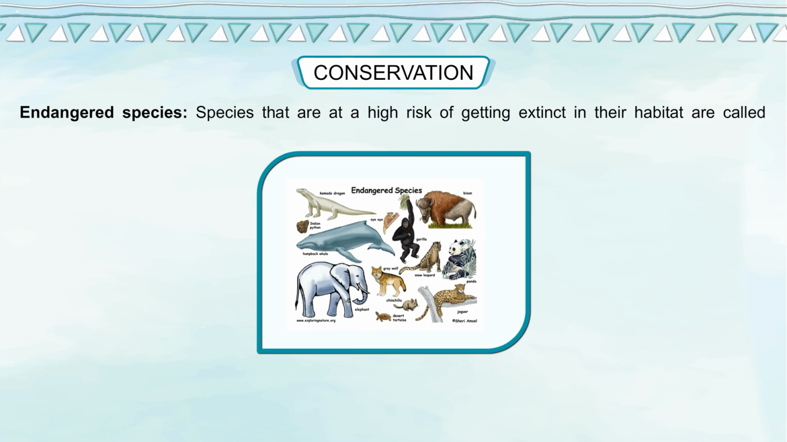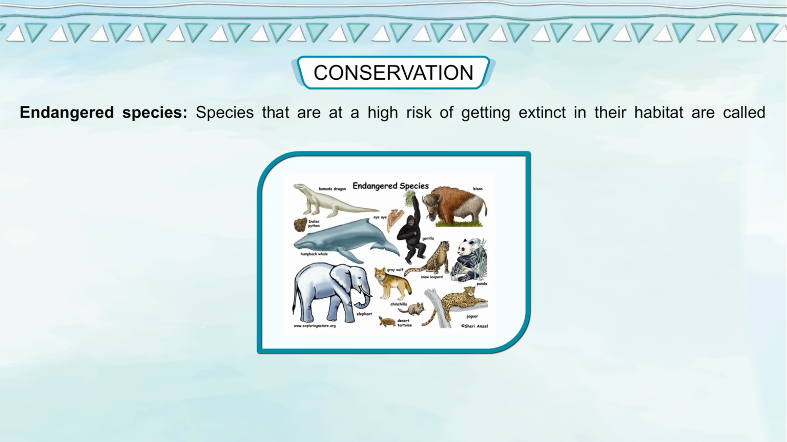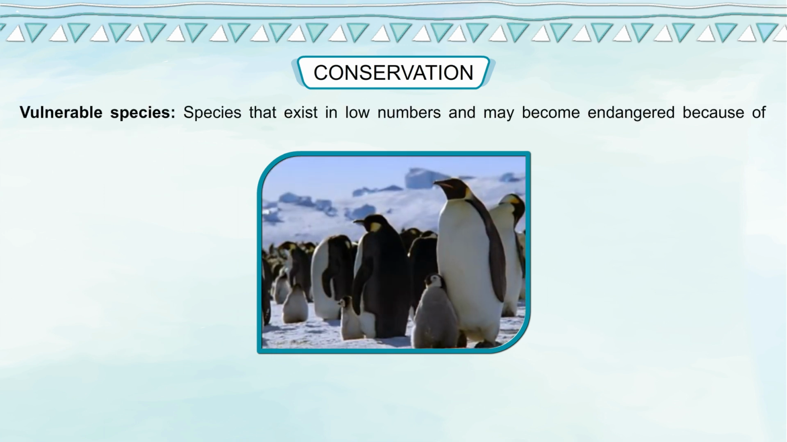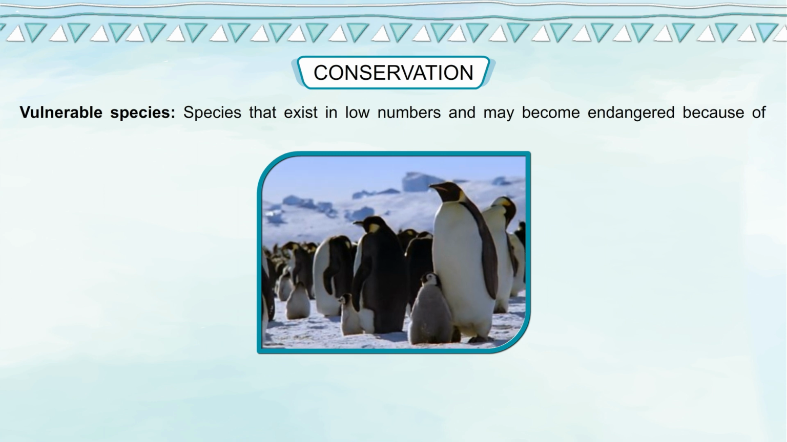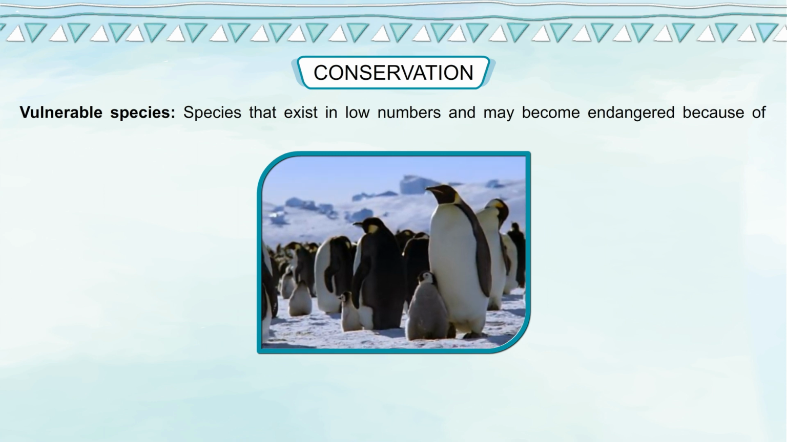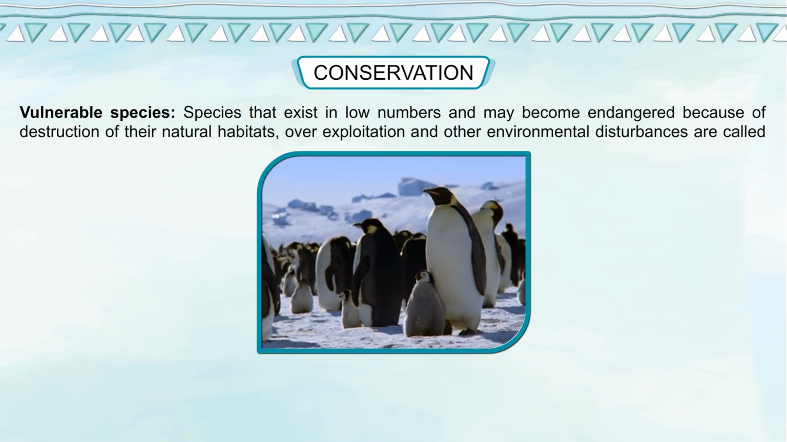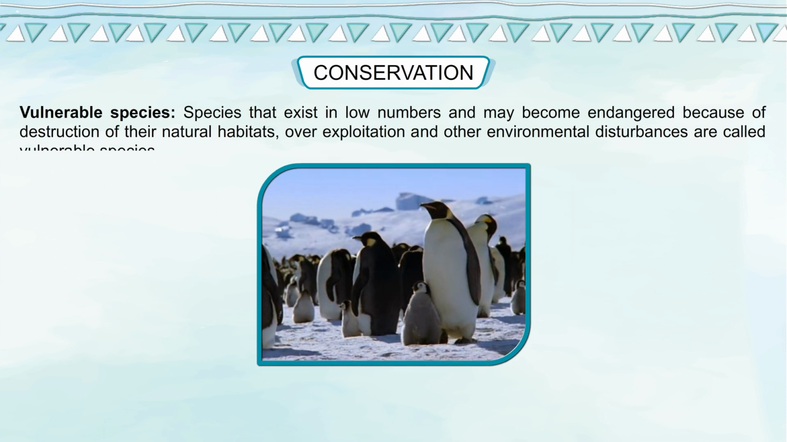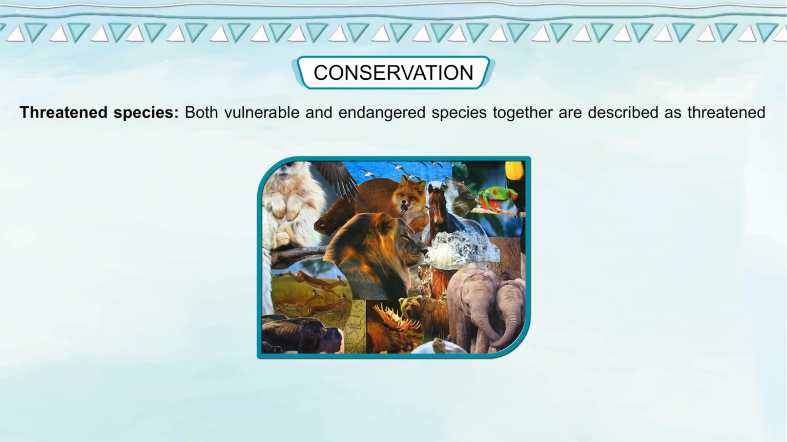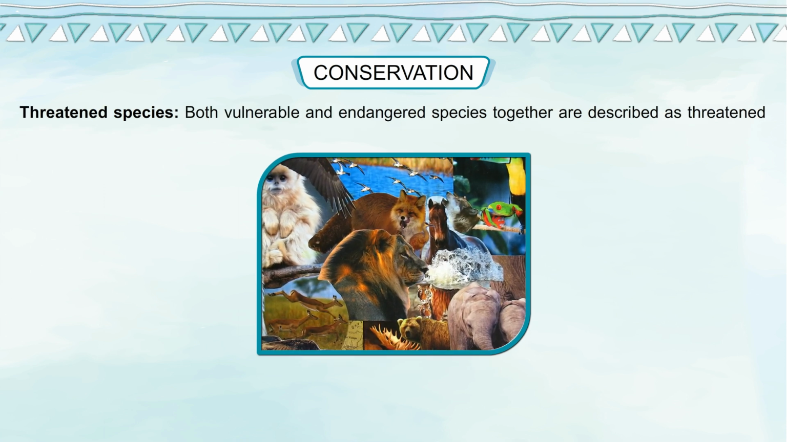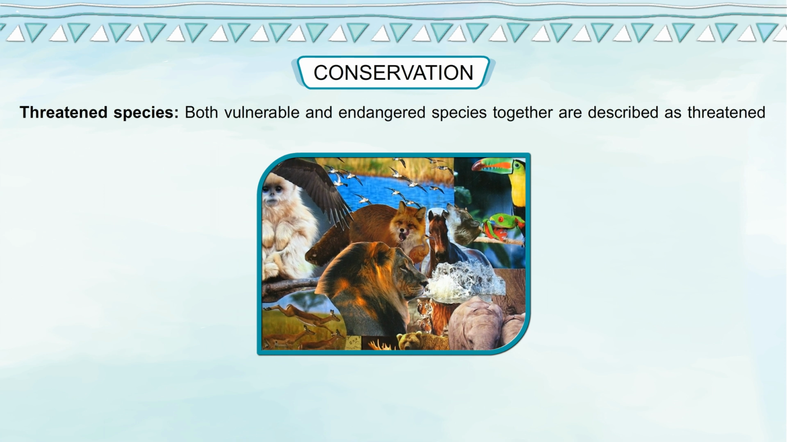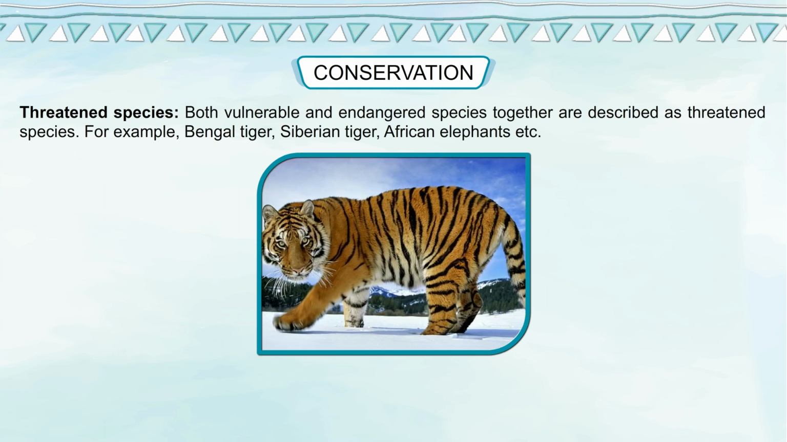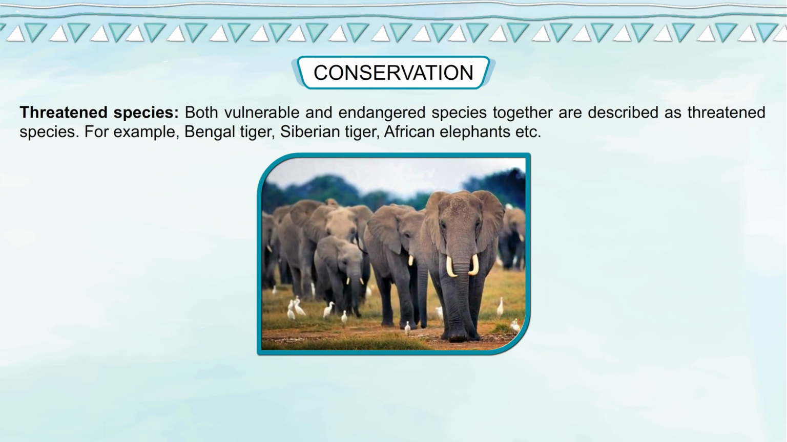Endangered species. Species that are at a high risk of getting extinct in their habitat are called endangered species. Vulnerable species. Species that exist in low numbers and may become endangered because of destruction of their natural habitats, overexploitation, and other environmental disturbances are called vulnerable species. Threatened species. Both vulnerable and endangered species together are described as threatened species. For example, Bengal tiger, Siberian tiger, African elephants, etc.